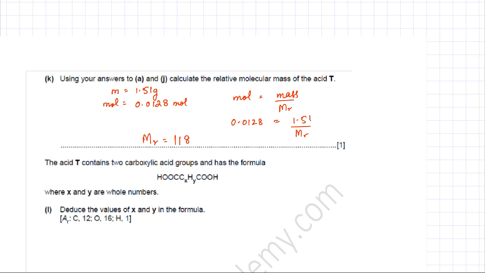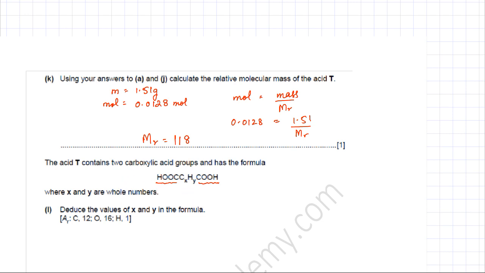So after finding the Mr, the last part is that the acid T contains 2 carboxylic acid groups and has the formula shown. So he's given us the formula, and it has 2 carboxylic acid functional groups, one on the right hand side and one on the left hand side. And he's now asking us to figure out the values of X and Y, which is how many carbons and hydrogens there are in this carbon chain over here. So deduce the values of X and Y in the formula.